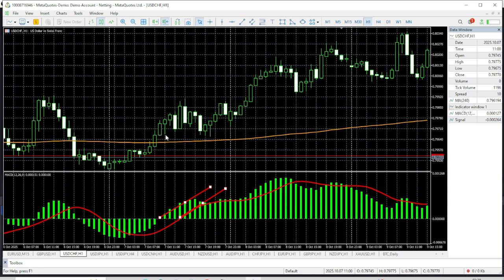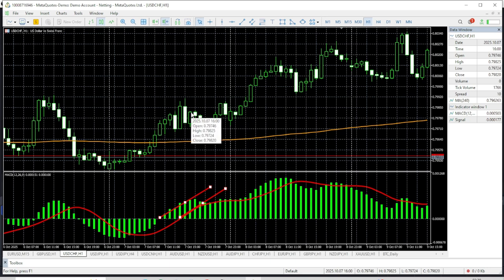So the histogram is expanding upwards. That is above the 0.00 level also, and it is increasing. So that means the momentum is increasing. When the histogram crosses, the histogram is increasing. When the signal line also crosses the 0.00 level, it means the momentum is expanding. So once we have this kind of setup, we are ready to go. We are ready to buy.